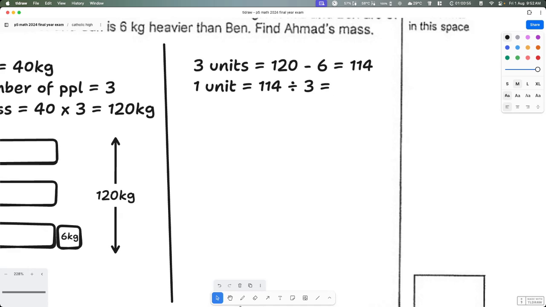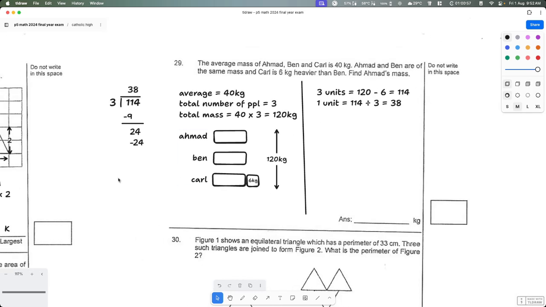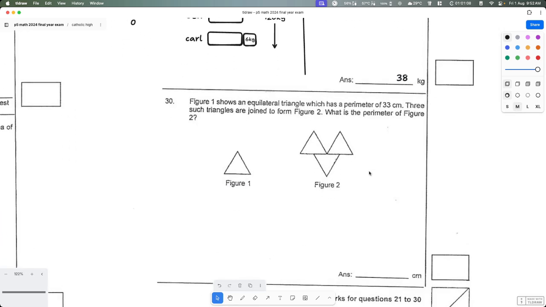Oops, I can't put 38. Never mind, let me put it like this. Since Ahmad is 1 unit, that means the answer to this is 38 kg. 38, that's what you see over here. All right, let's move on to the last question.